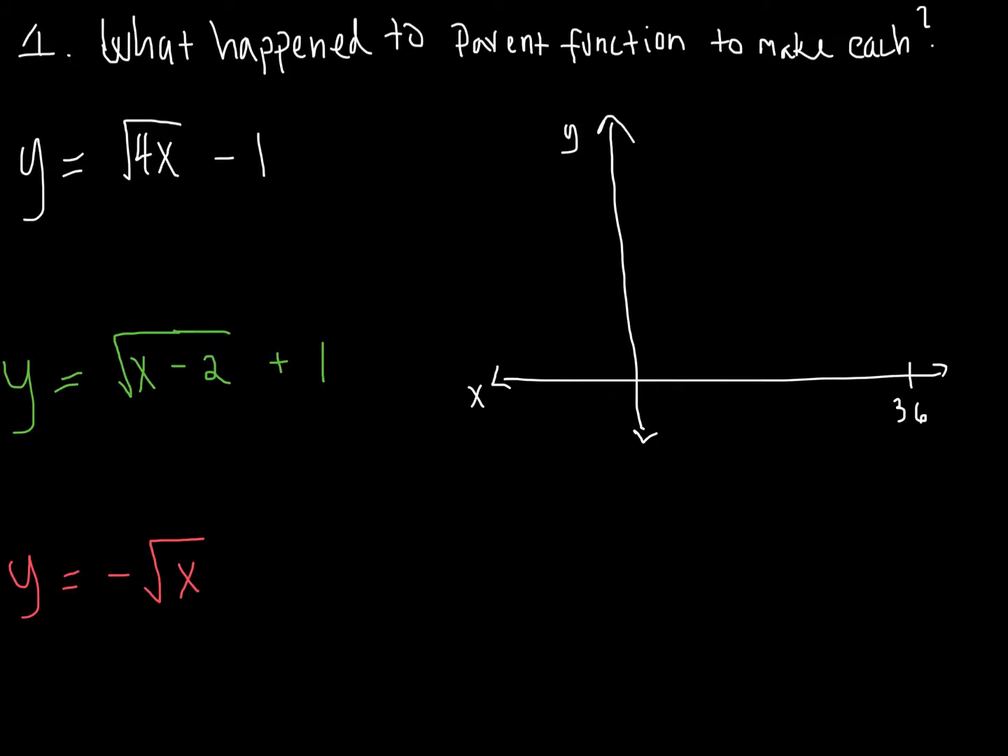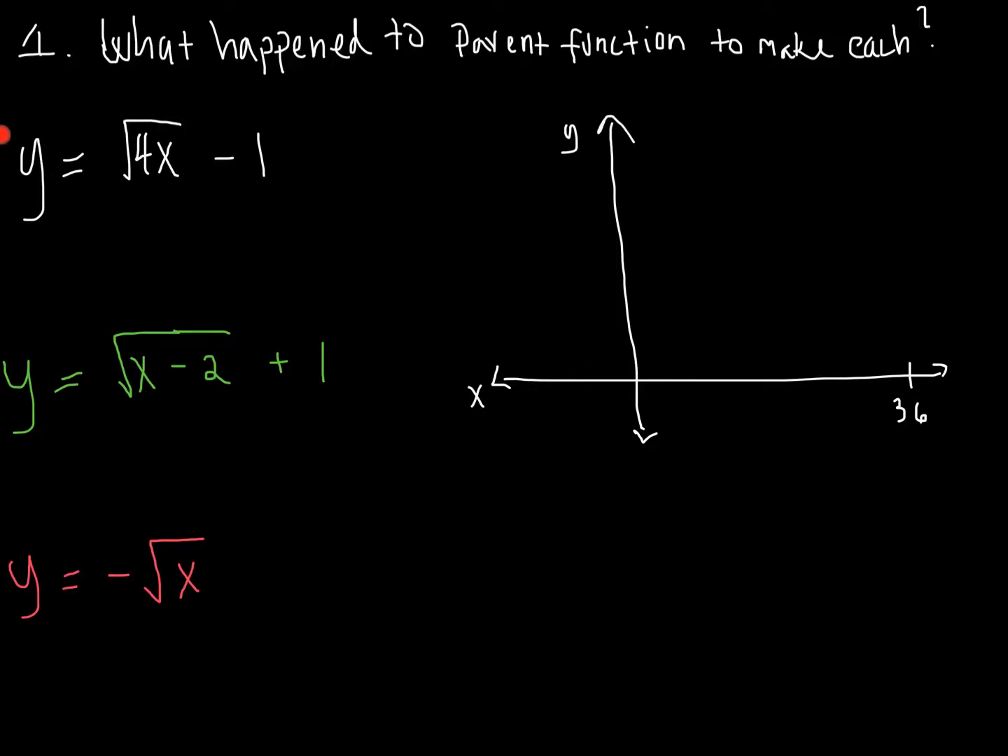All right, so here are 3 more for us to try and graph. And so what I want you to do before you go in and just start trying to graph it, I want you to look at the function, and I want you to think, what happened to the parent function to make this function? So how did the parent function have to change, and what effect will that have on the graph? Okay, so you're thinking about translations or reflections or whatever it is.